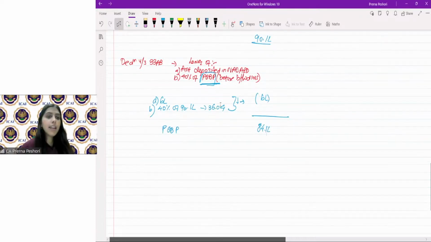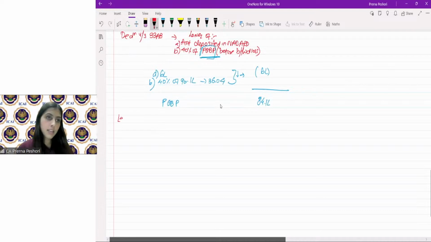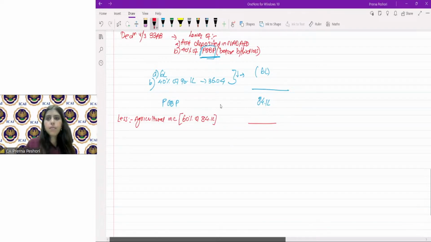So then less agricultural income, 60%. Sorry, not 6 lakh, 60%. Sorry, my bad. 60% of 84.1 lakh. So what will be the amount? 50.46. So this will give me minus 84.1 lakh, 33.64 is my income, right?